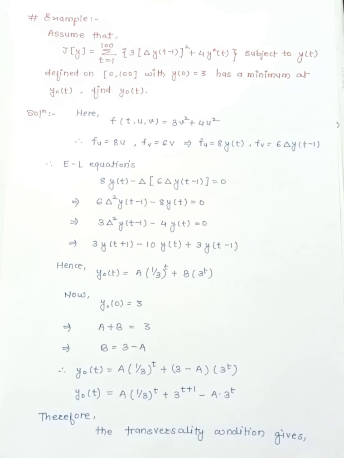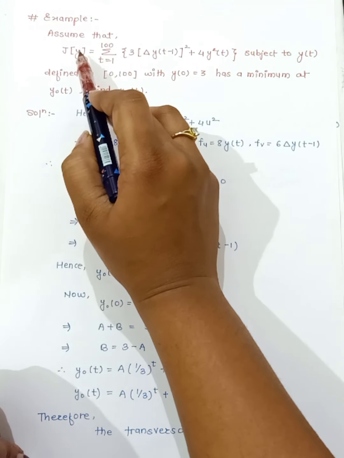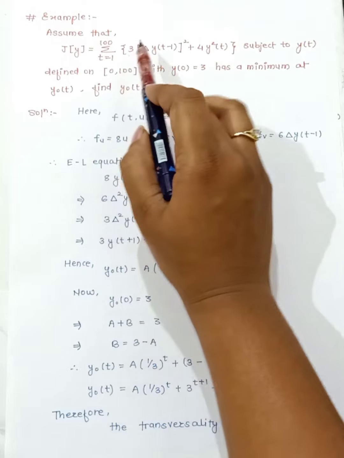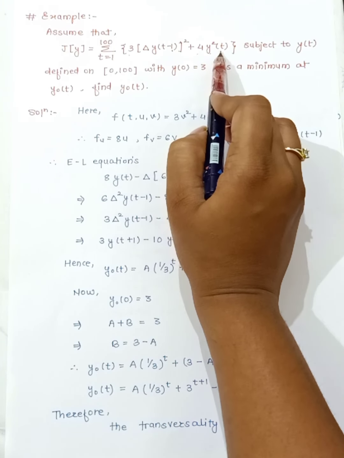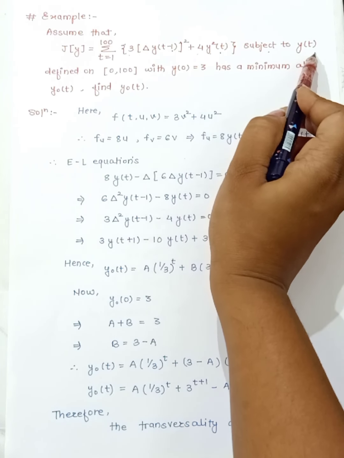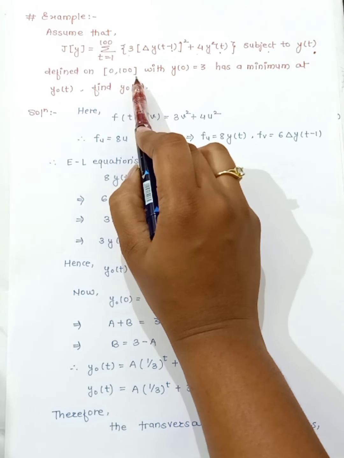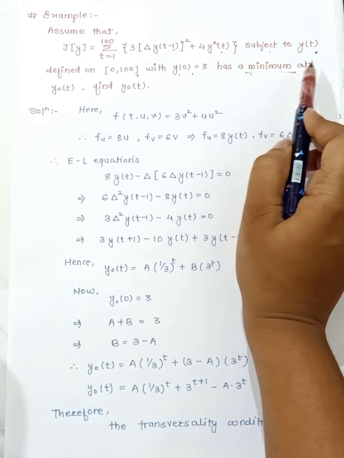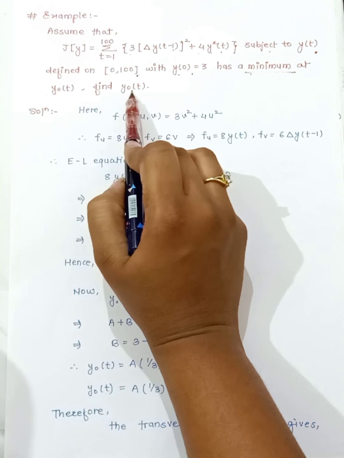The next example is, assume that J of y equals the summation from t equals 1 to 100 of 3 times (delta y of t minus 1) whole square plus 4y square of t, subject to y of t defined on the closed interval 0 to 100 with y0 of 0 equal to 3, has a minimum at y0 of t, and we have to find y0 of t.